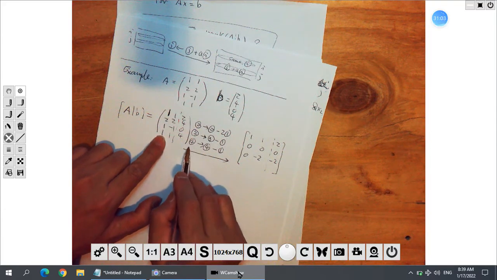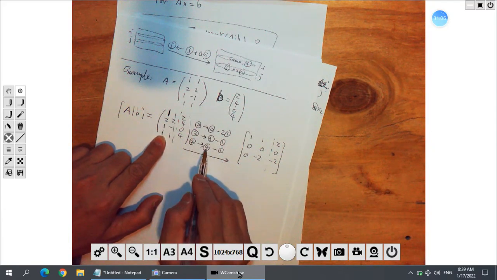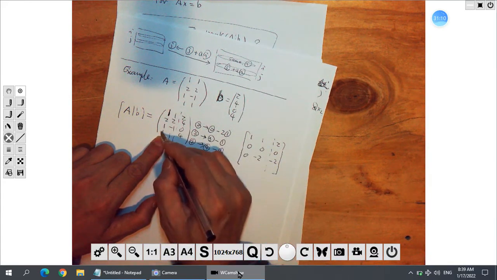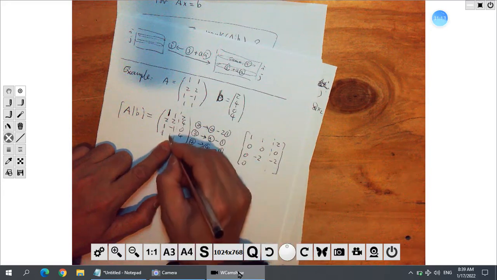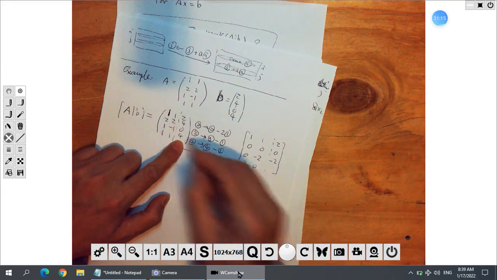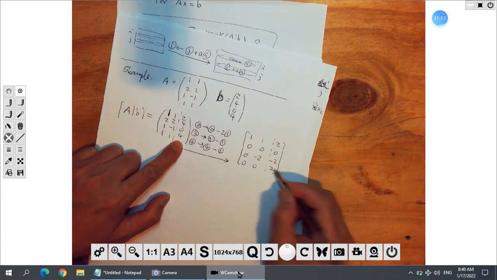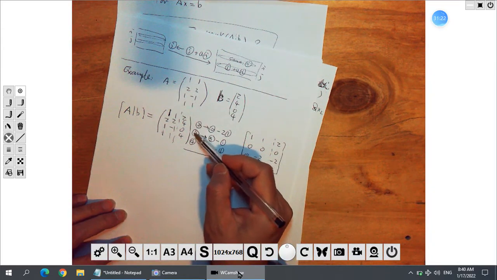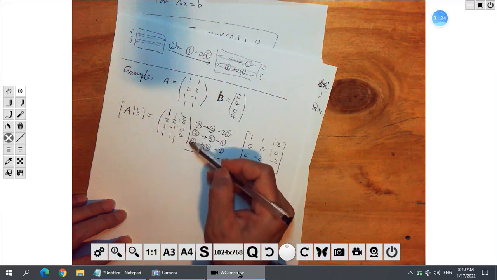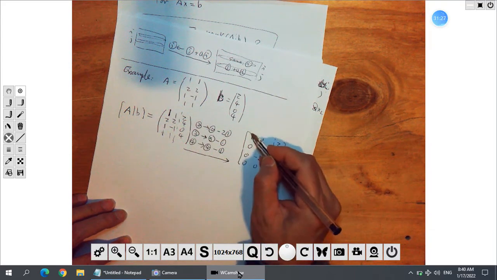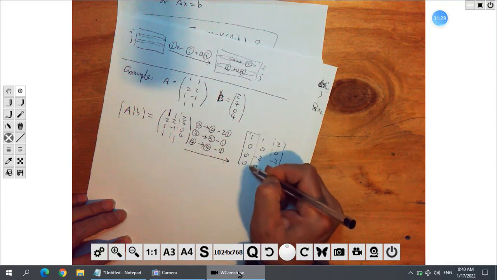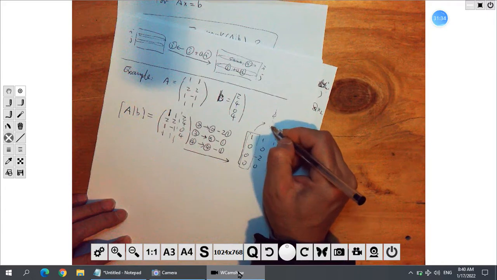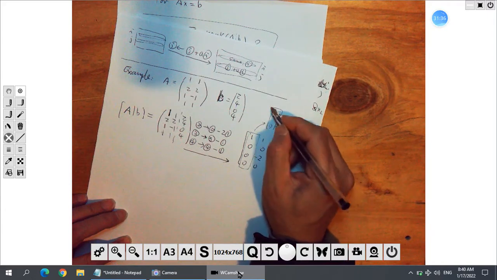And the fourth line is 4 minus 1. 1 minus 1, get 0. 1 minus 1, get 0. 4 minus 2, I get 2. So after we perform these 3 elementary transformations, we make the first row, first column 1, 0, 0.